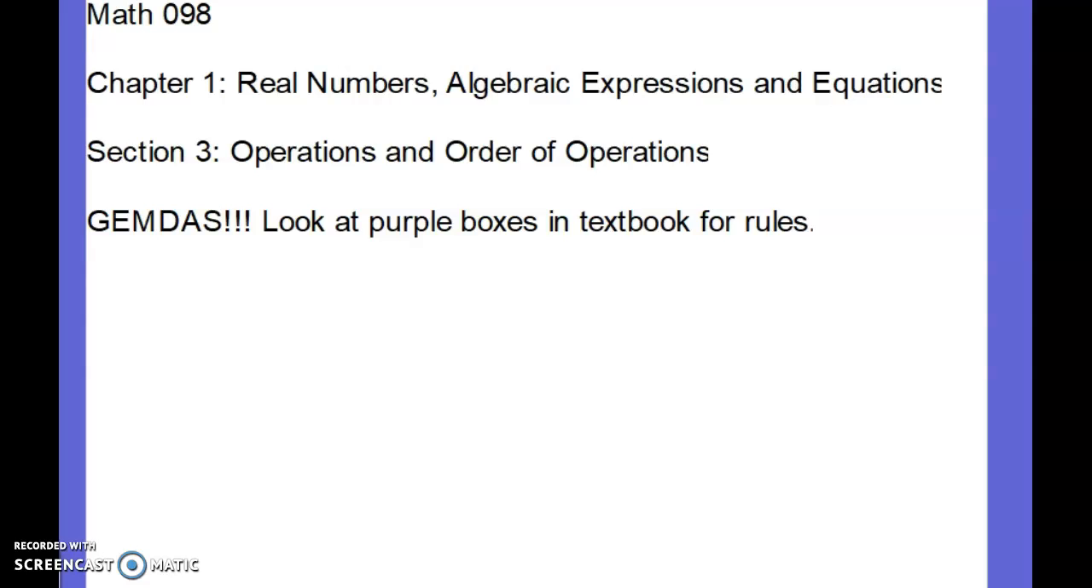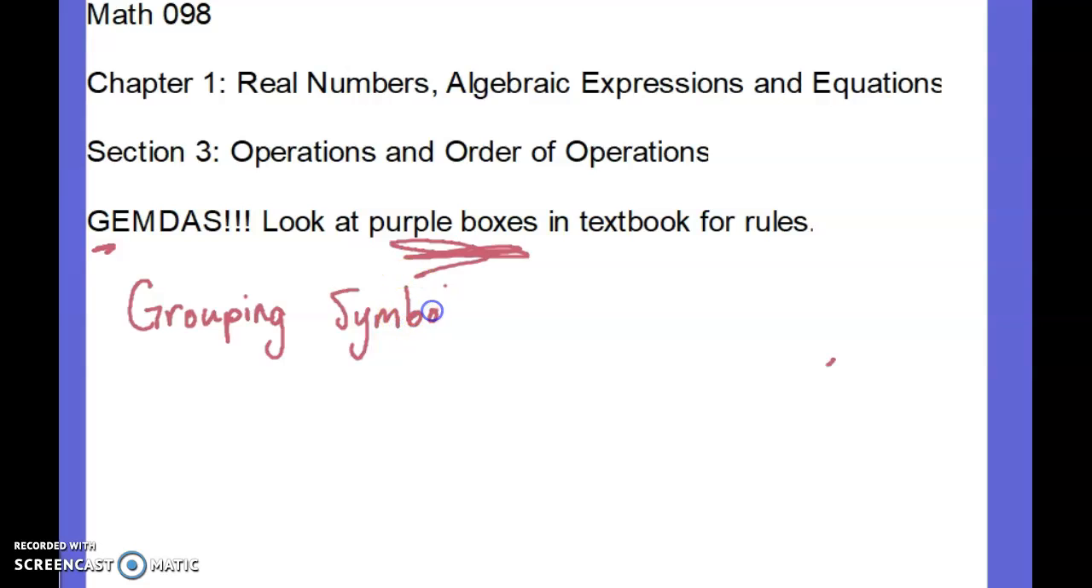So we're starting 1.3 in this video. There it is. You can look at your purple boxes in your textbook for all of the official rules. I'm confident that you're all familiar with PEMDAS, and you can probably tell that I changed that P to a G because I prefer the phrase grouping symbol. It'll make more sense when I get to it, but you're probably familiar with just saying parentheses, which is true. Parentheses goes before exponents, then multiplication, division, go left to right, addition, subtraction, go left to right.